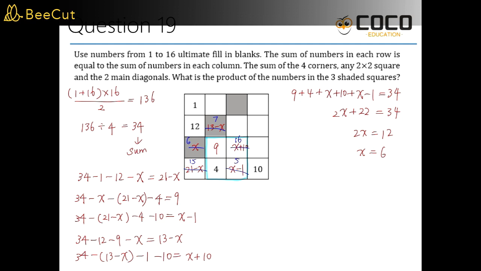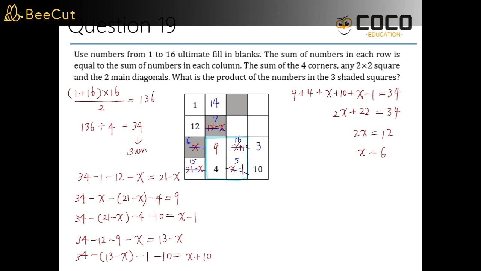Let's work out the missing number. For the second column, the sum is 34. We find the missing number is 14. For this one, the small square, the sum is 34. So we find the missing number is 3.